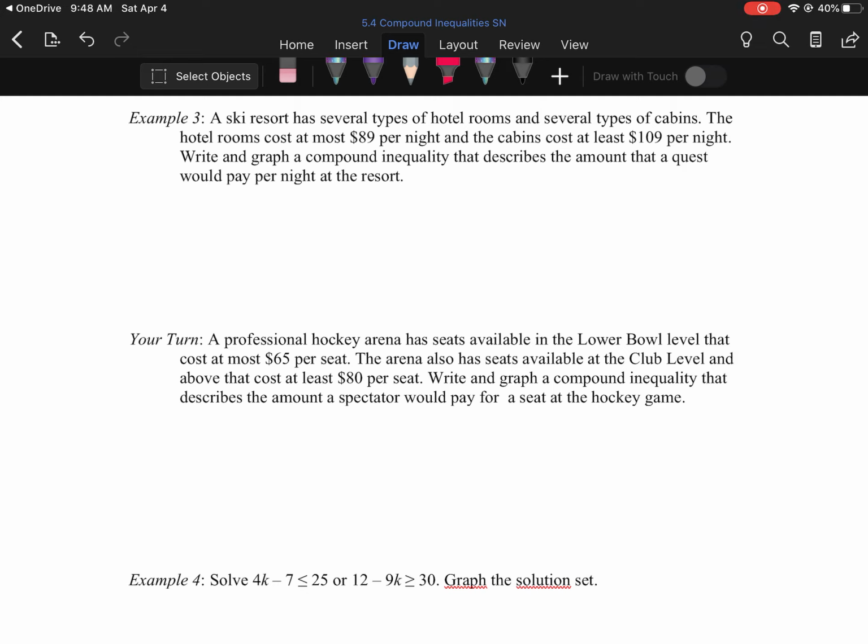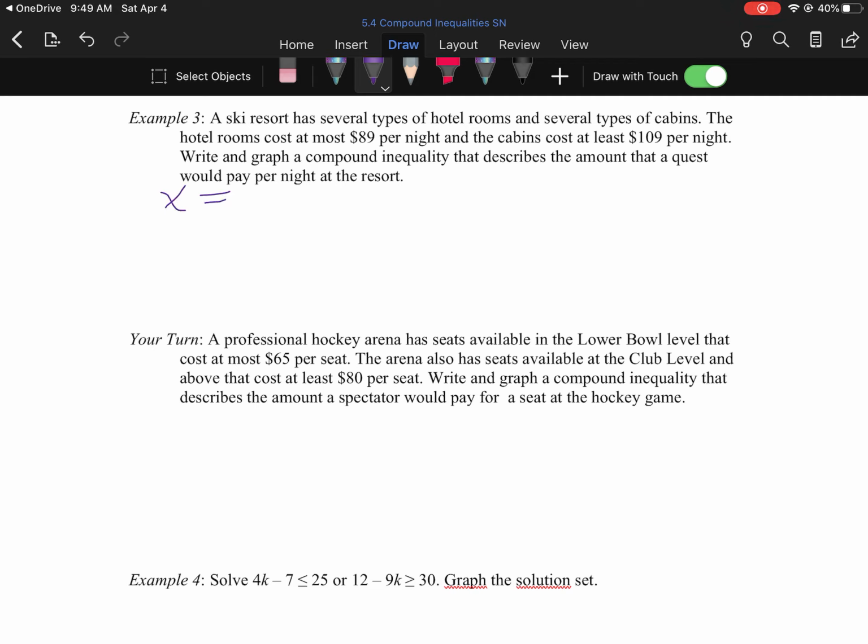So a ski resort has several types of hotel rooms and several types of cabins. The hotel rooms cost at most $89 per night, and the cabins cost at least $109 per night. Write and graph a compound inequality that describes the amount that a guest would pay per night at a resort. So we have two different inequalities here we're looking at.